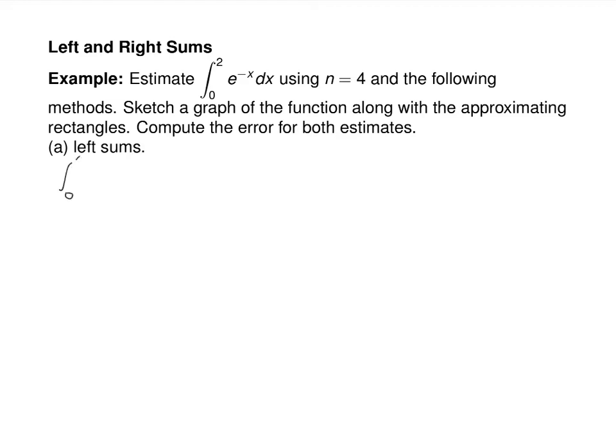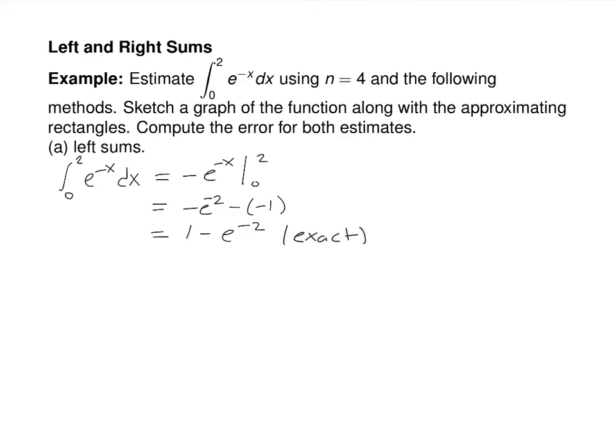So the first thing is let's find that value exactly. The integral from 0 to 2 of e to the negative x dx is negative e to the negative x evaluated from 0 to 2, which is the same thing as negative e to the negative 2 minus negative 1, or 1 minus e to the negative 2. So that is the exact value, and just keep it, and we're going to use it in a second to check the error. Now this e to the negative x function looks approximately like this. It is a decreasing exponential. It goes through (0, 1). And so we'll say that this is 2.